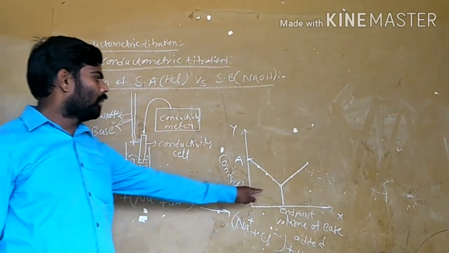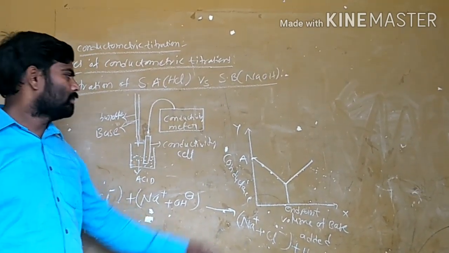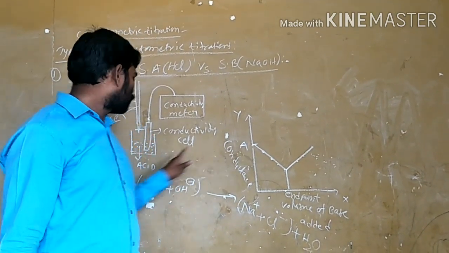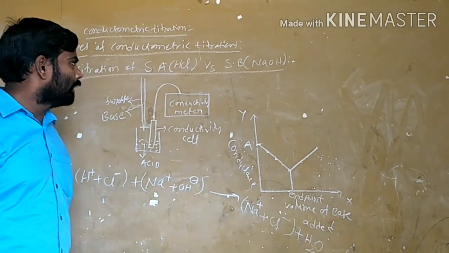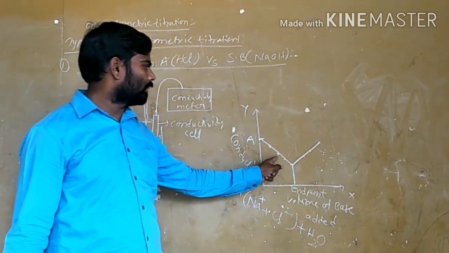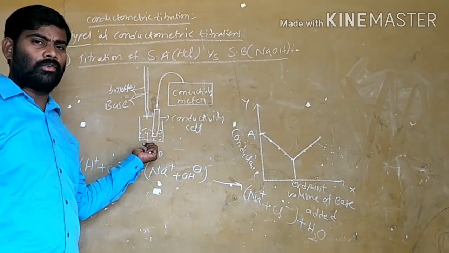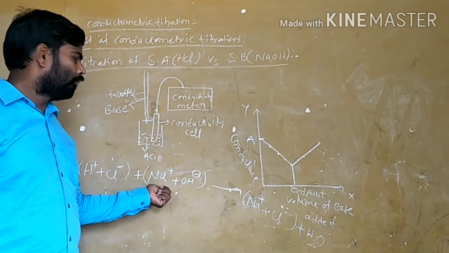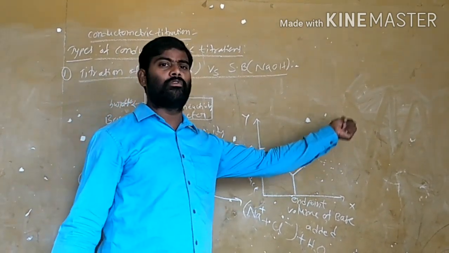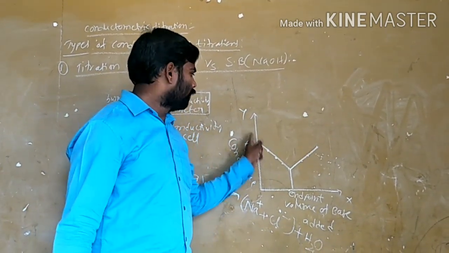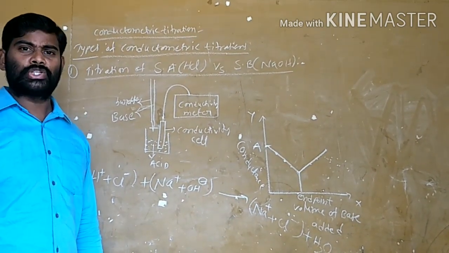This type of curve we get in the case of strong acid and strong base. First, due to the strong acid, the conductance value is high. By doing the titration with the strong base, the conductance values gradually decrease until the total H+ ions are neutralized. Then after the neutralization, the number of free Na+ ions increases. Due to that, the conductance values increase. This is the type of curve we get in the case of strong acid and strong base.